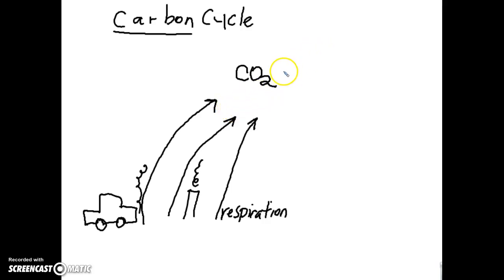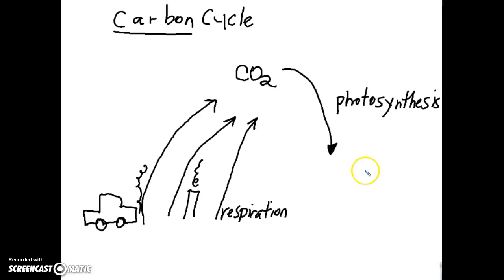But there's only one way that we need to focus on of getting carbon dioxide out of the atmosphere, and there's a process called photosynthesis that actually takes carbon dioxide out of the atmosphere and switches it out with oxygen.